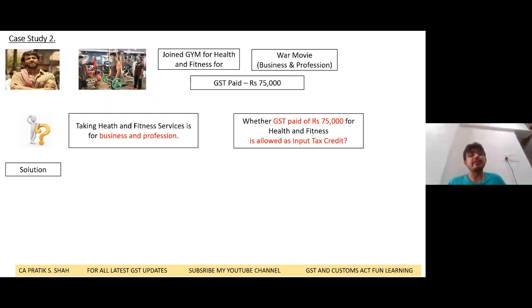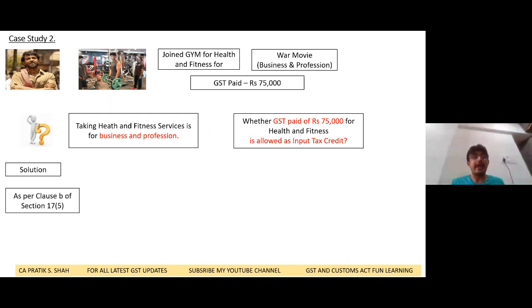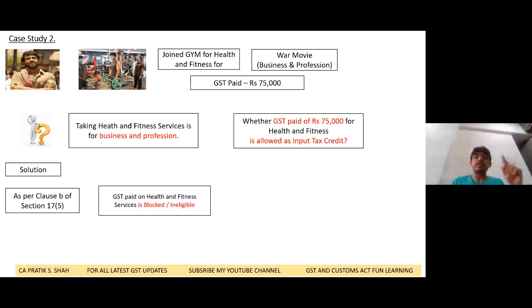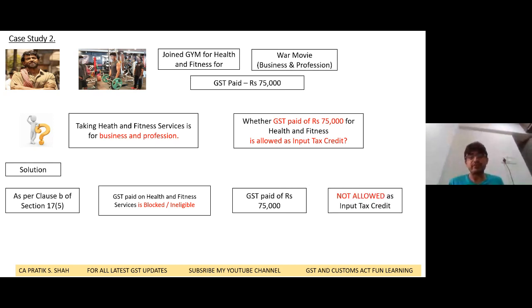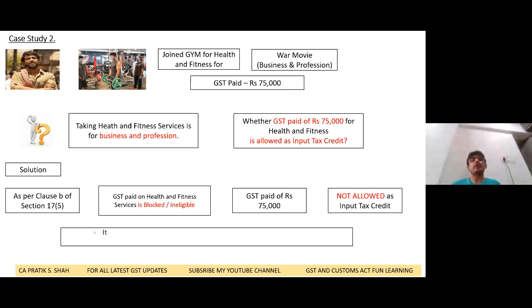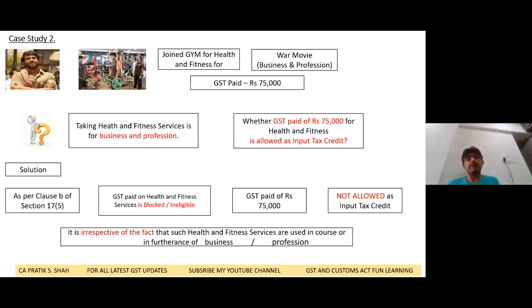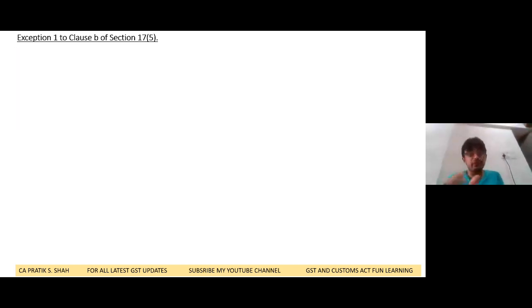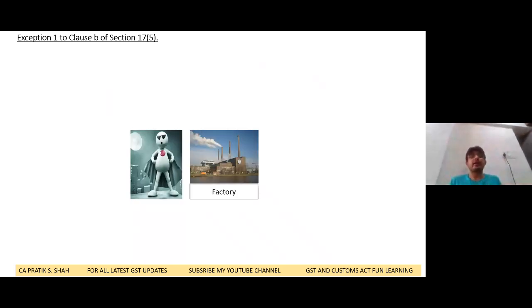Listen carefully. Technically, joining the gym is part of his profession, so ITC should have been allowed, but what is given in the Act? GST paid on health and fitness is blocked. So whatever GST of 75,000 is paid is not allowed as ITC, irrespective of whether it is in course of business or furtherance of business. But there are a few exceptions where you will get the ITC. Let us understand that.